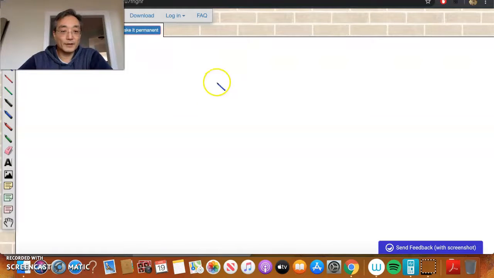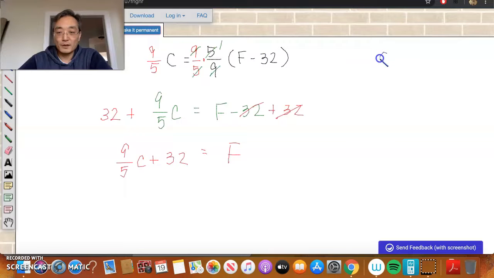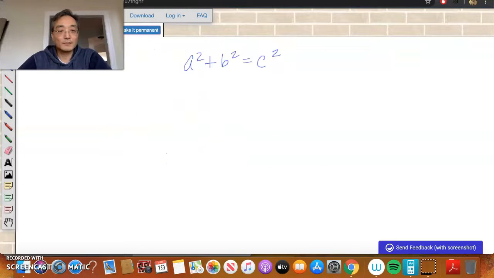So we have our Pythagorean theorem. A squared plus b squared is equal to c squared. And now we're solving for a. Okay, so now we have to solve for a. So we're going to subtract b squared from both sides. So we get a squared is equal to c squared minus b squared.